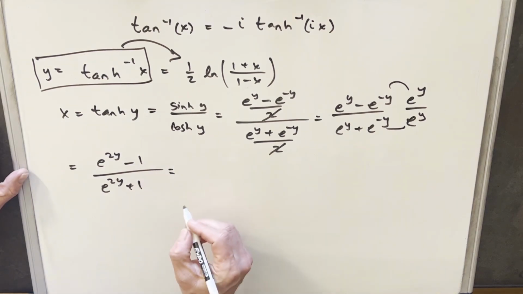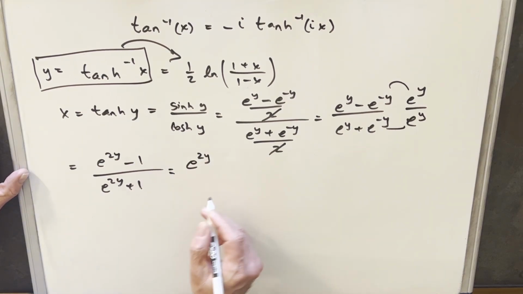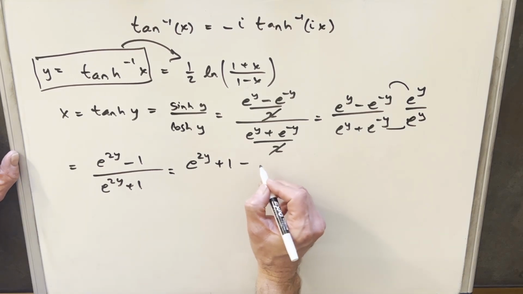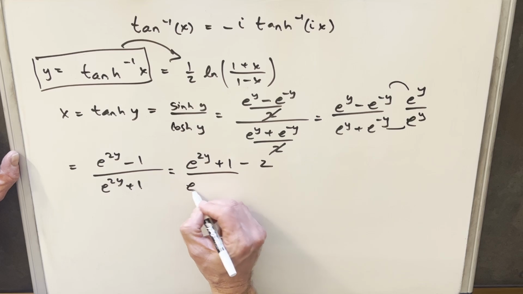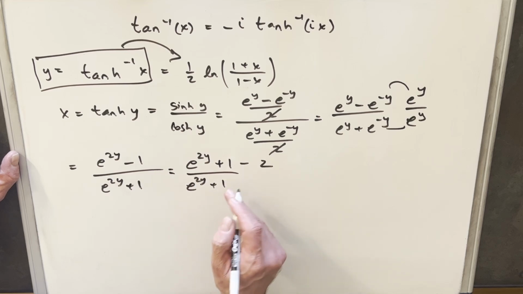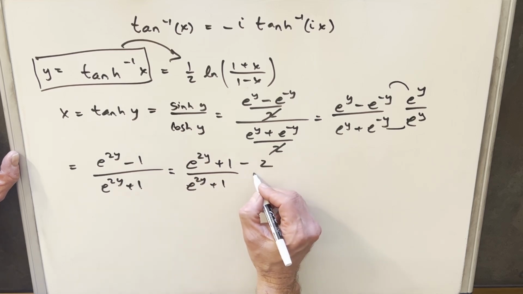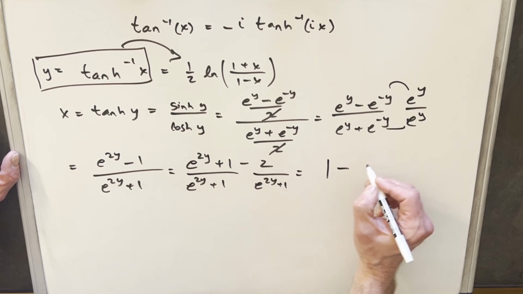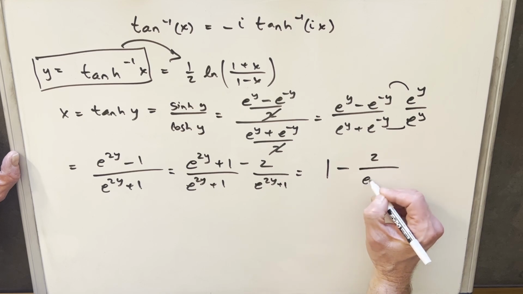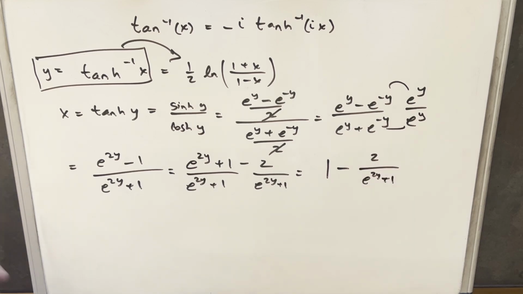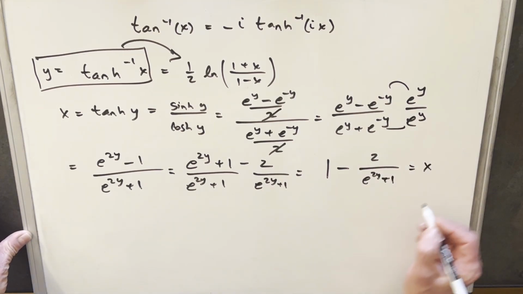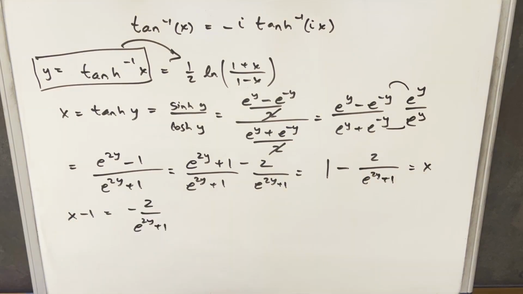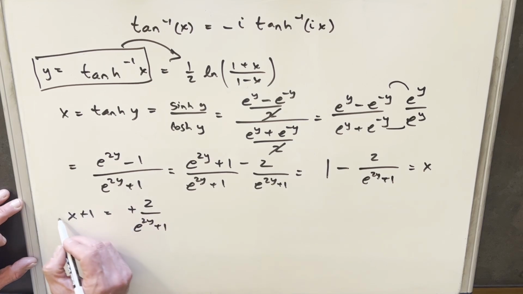Then just to simplify this a little further, I'm going to rewrite this. I want to combine terms. So I'm going to write this as e^(2y) plus 1 minus 2. And then here you'll notice with this piece, this will be 1. I'm going to separate it into two terms. And so that way we have 1 minus 2 over e^(2y) plus 1. Now let's bring our x back into play. I'll subtract the 1 from both sides, so we're going to have x minus 1 over here. Then I'm just going to use this minus sign to reverse the sign over here.